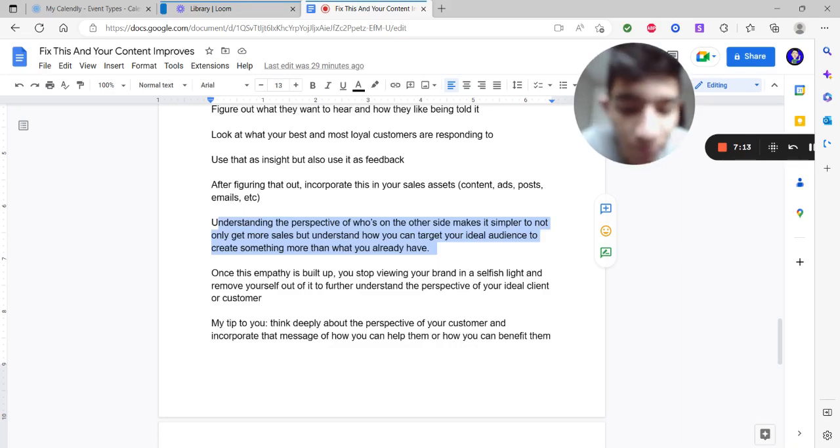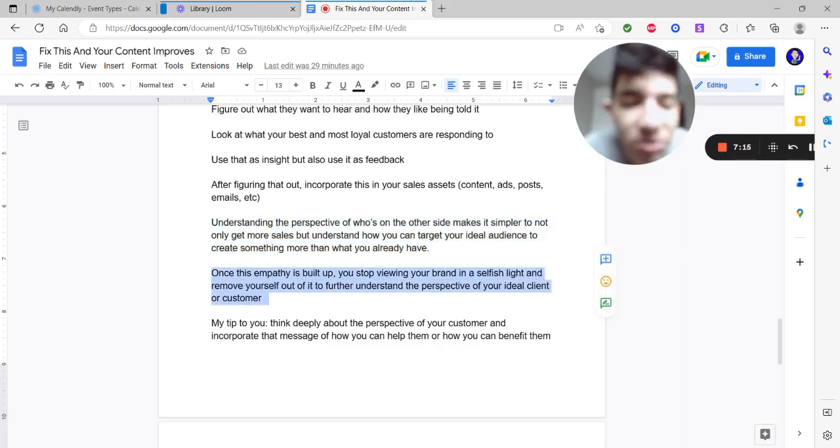So once you have this empathy built up, stop viewing your brand in a selfish light and remove yourself out of it in a way where basically your customers have a say. Obviously they don't have more power over you, but it's to say that you understand what they want and you understand their needs and you can help fulfill those needs.